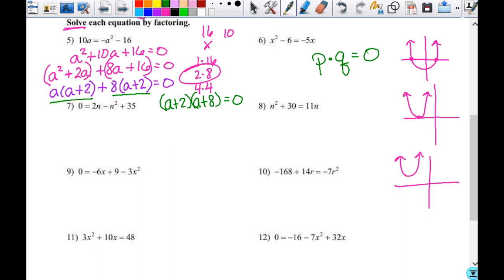One of them has to be 0, right? Because this could be 3 times 0 would equal 0, or it could be 0 times 5, right? But if they multiply together, one of the two of them has to be 0. We agree with that? It's called the zero product rule.